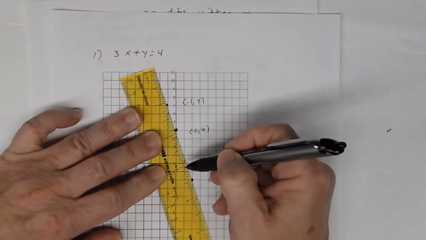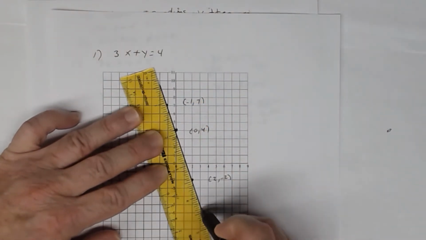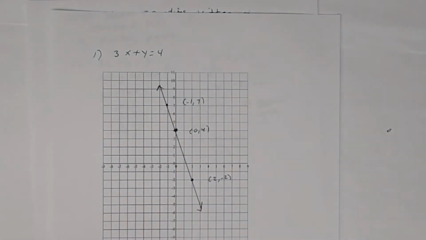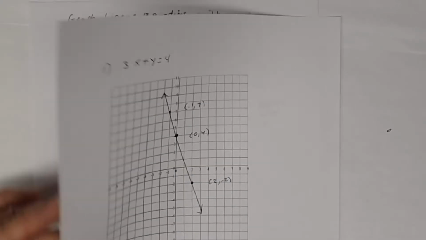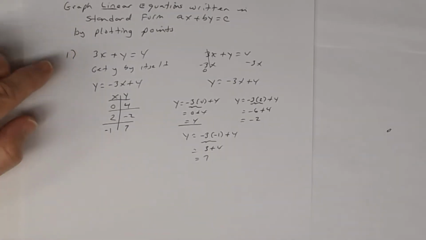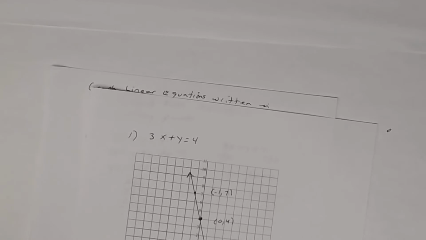So those are three solutions, but remember you've got to find all of them, so all of them will lie on this line. And that's it. So that's number one. Okay. Now let me talk about some other thing you could have done with number one. Notice that in number one, we went ahead and got y by itself. Now some students will not do that, and that's perfectly fine.